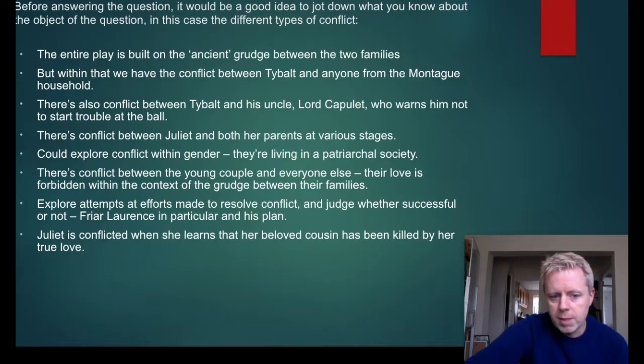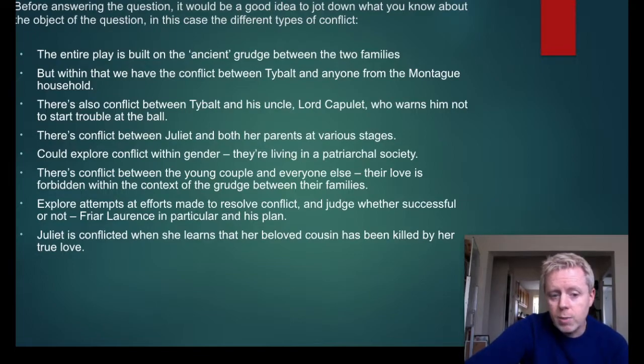You could explore the efforts made to resolve the conflicts and judge whether they were successful or not. Friar Lawrence is particular with regards to this. He seems to get good press in the play, yet he's the only adult in possession of most or all of the facts, and the one that possibly could have resolved this grudge in a different way a lot sooner without resulting in the deaths of Romeo and Juliet.